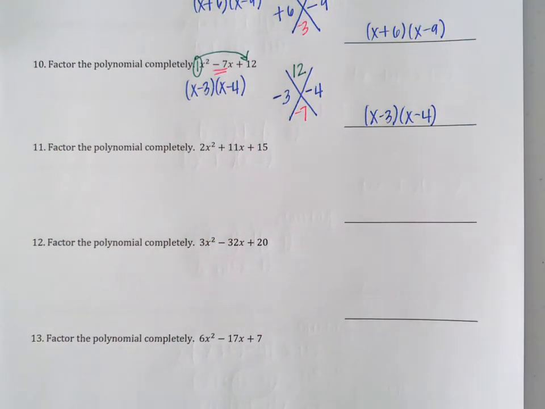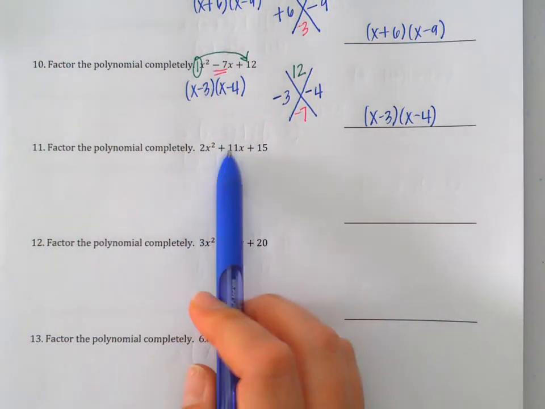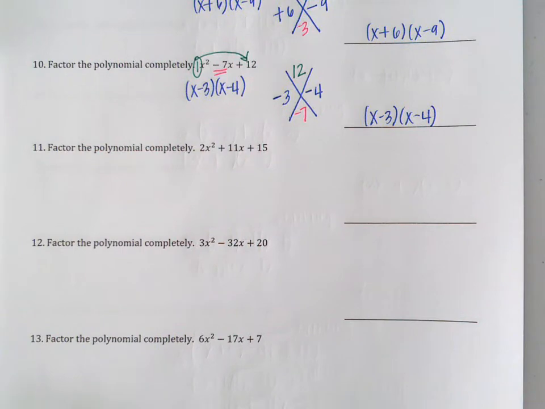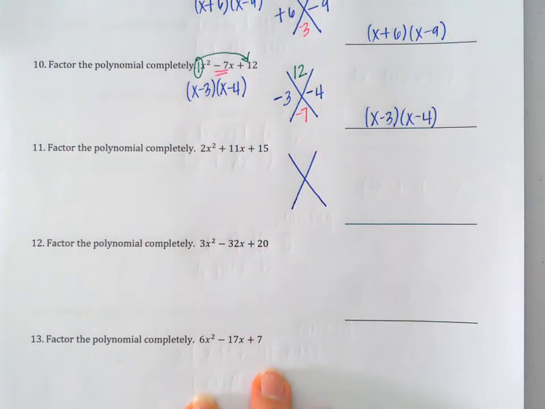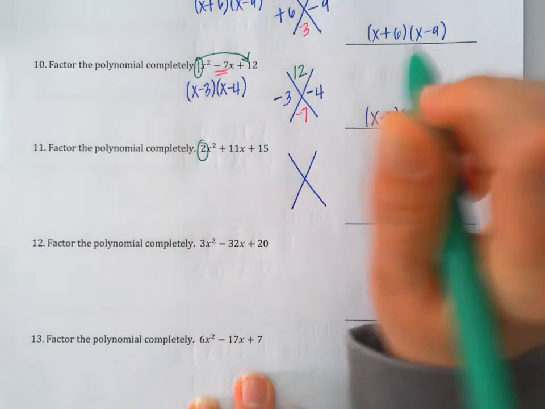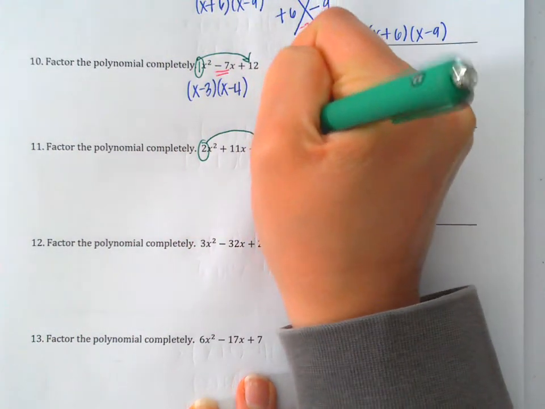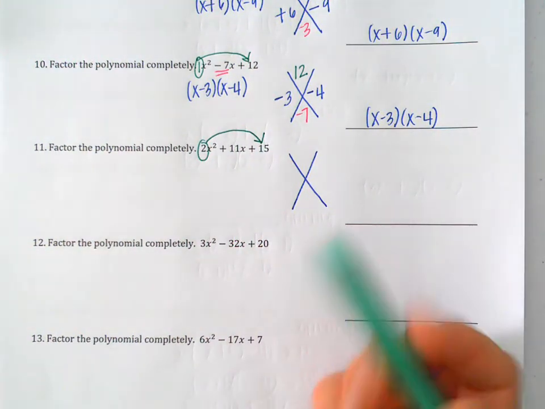Okay, so 11. We have 3 terms, no GCF, so 2, 11, 15, there's no GCF there. So what we're going to do is start with our x method, splitting the middle term. With this, A, we recognize, is not equal to 1. So that means we're going to have to split the middle term. We can't use the shortcut. But my process still stays the same.